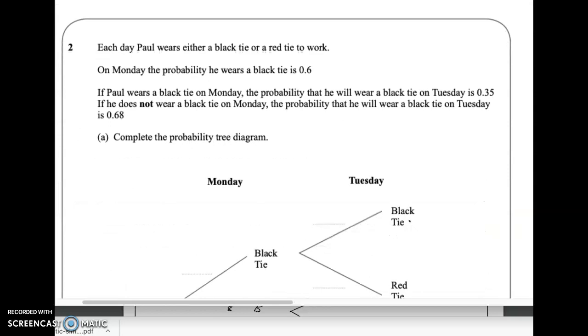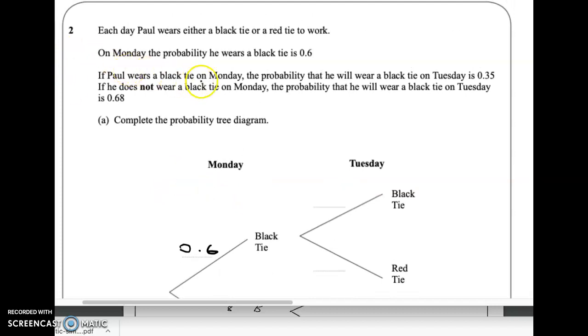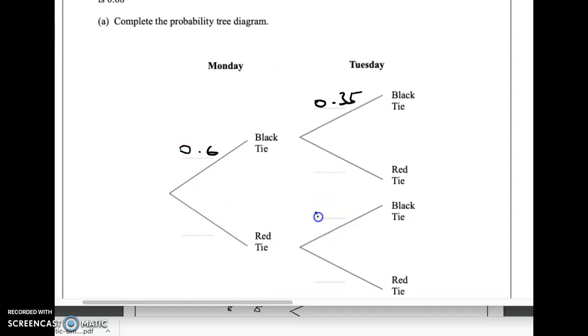Question 2. Each day Paul wears either a black tie or a red tie to work. On Monday, the probability he wears a black tie is 0.6. So put that in. Monday, black tie, 0.6. If Paul wears a black tie on Monday, the probability that he will wear a black tie on Tuesday is 0.35. So put that in. If he does not wear a black tie on Monday, the probability that he wears a black tie on Tuesday is 0.68. So there you go. 0.68.